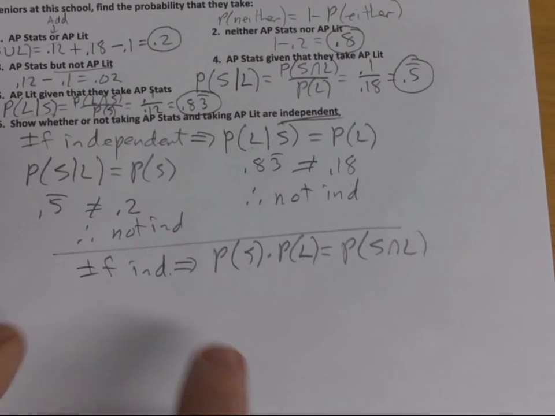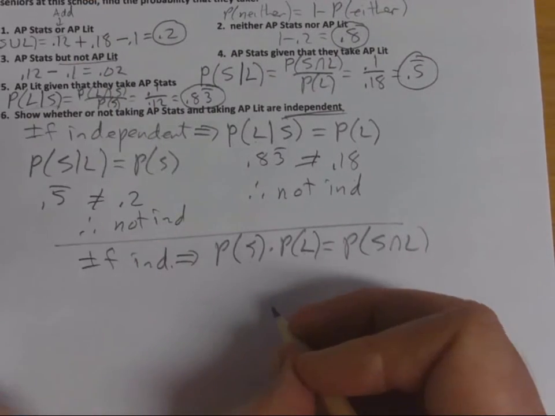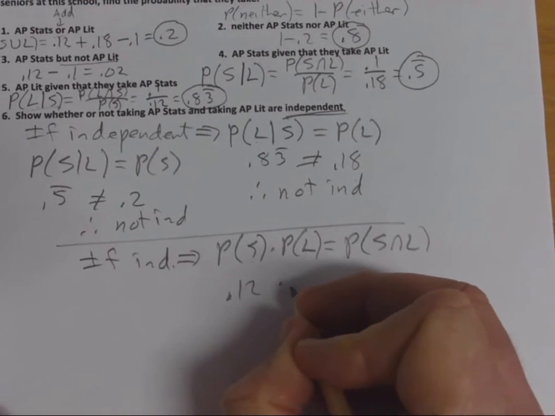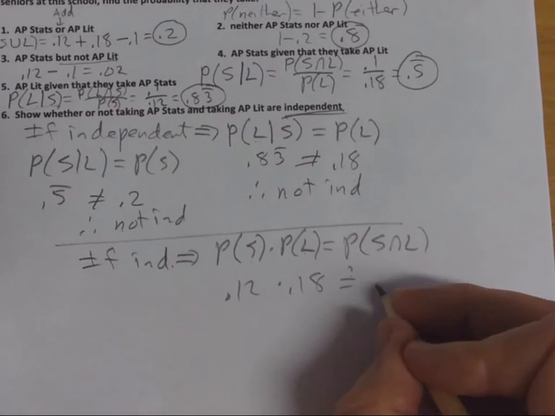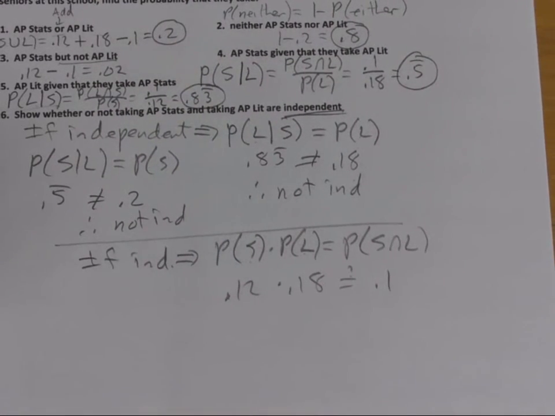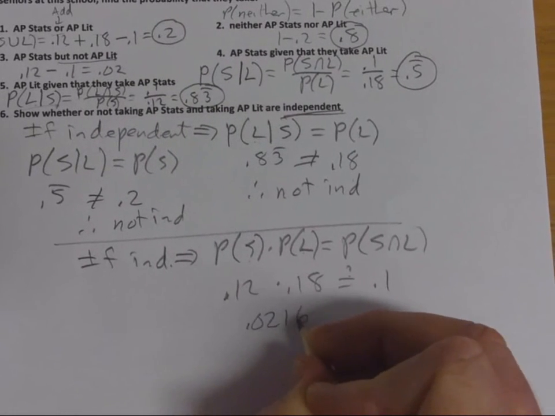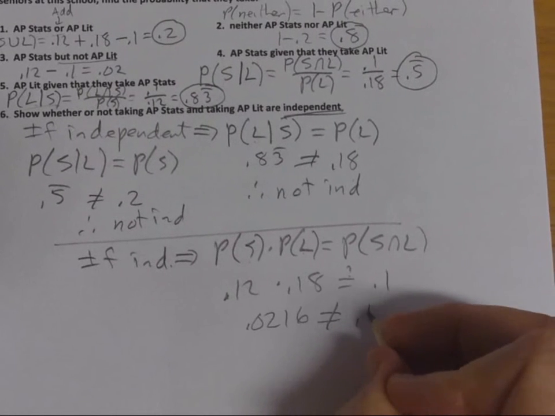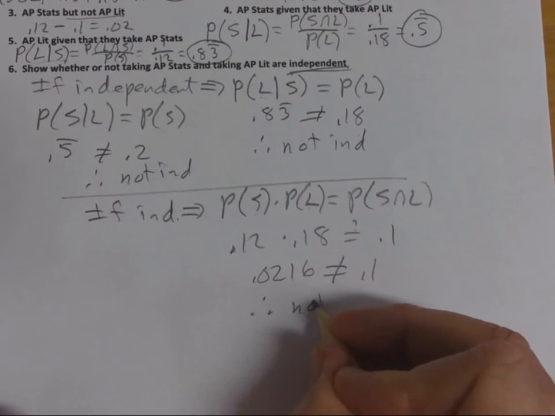Now, to show independence, you just have to show one of these things, by the way, but there's three ways of doing it. In this case, that would be 0.12 times 0.18. Is that equal to the overlap, which is 0.1? So 0.12 times 0.18 is equal to 0.0216. That is certainly not equal to 0.1. So therefore, they're not independent.